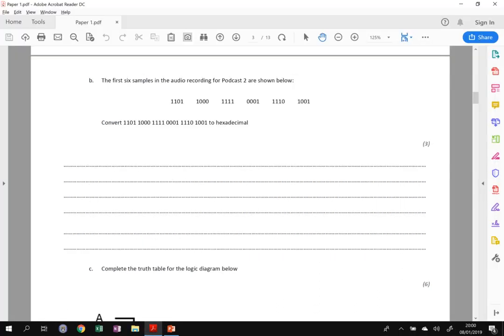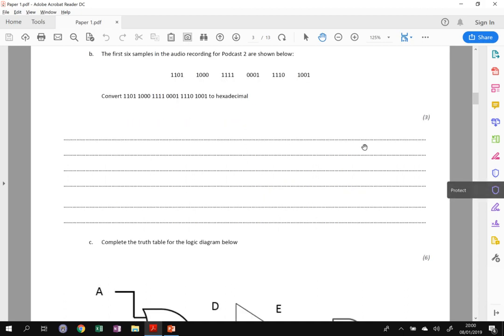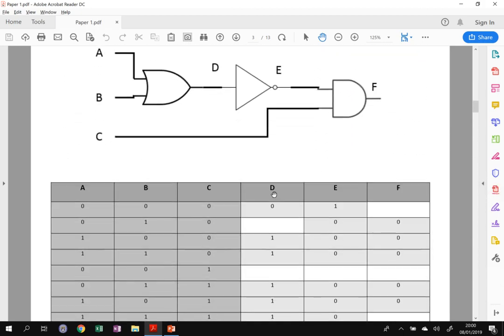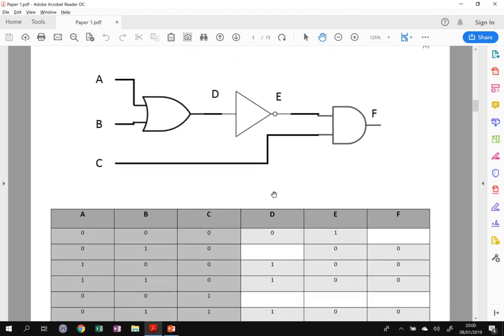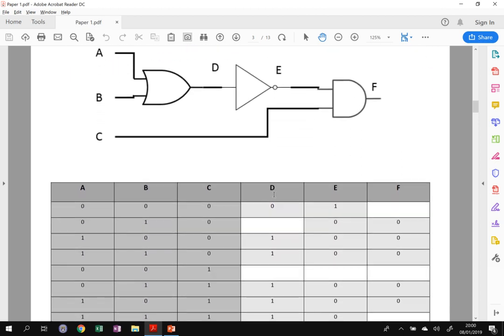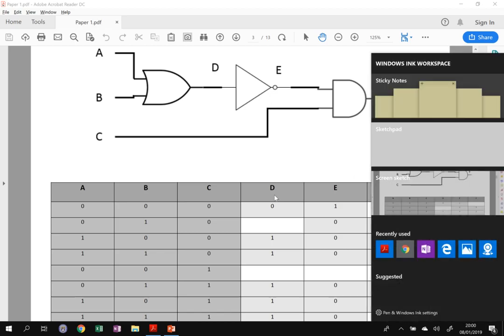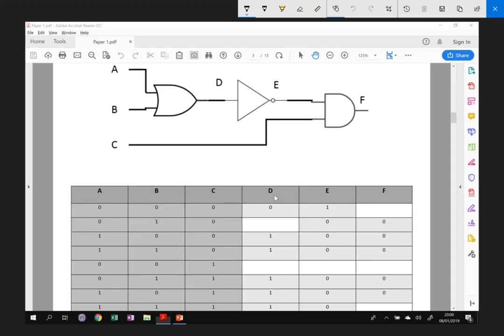Okay, hope that's useful. Let's have a look at the next question. So your challenge before you watch the next video is to have a look at this question. This is question 1c. You've got 3 logic gates here. You've got an AND gate, an OR gate, and a NOT gate. You need to make sure you understand the symbols to know which are which. And you've got a truth table to complete. So a truth table means you know what the inputs are, and you need to determine what the outputs are.